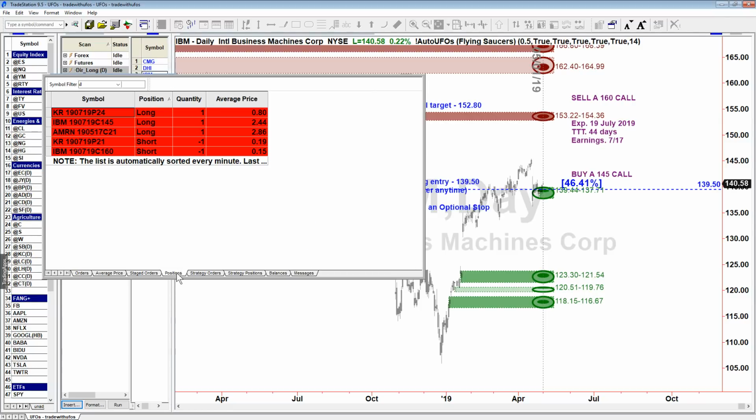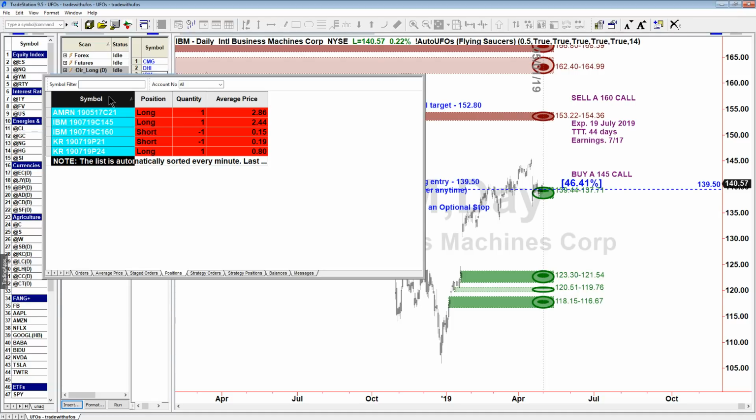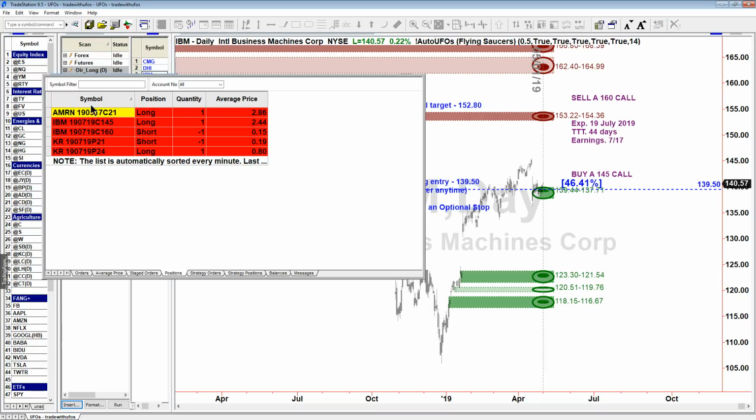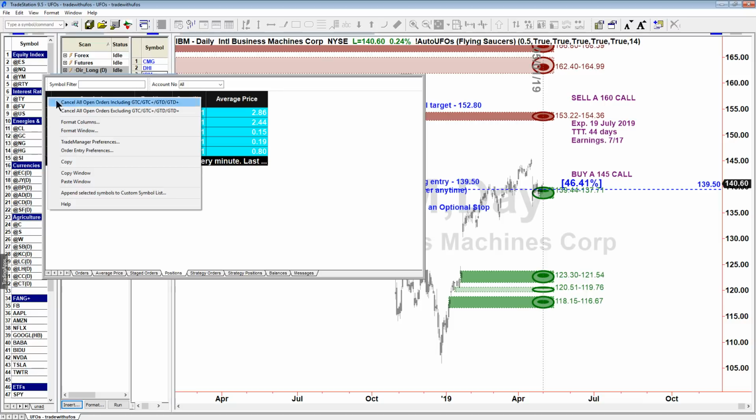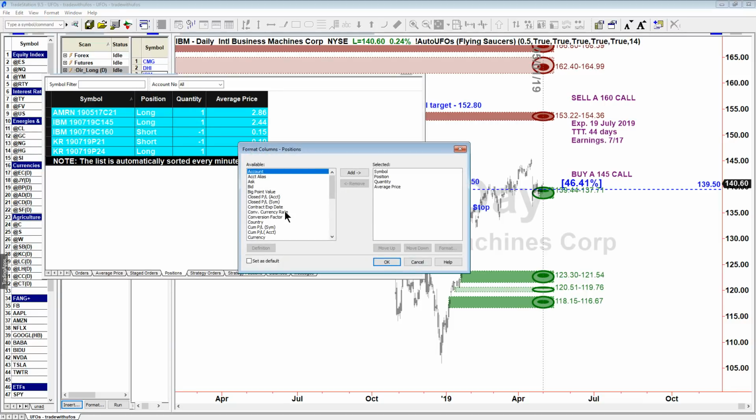So then to be able to understand, for example, we just took a trade with IBM, right? You could get into the positions tab, double click on the symbol header, so all of these get sorted by symbol, and now you can see the 145 call that we bought here and the 160 call that we sold here. Okay, +1, -1, both sold. You can see the average price, and then you can come in here and format the columns, and you can add things such as open P&L.